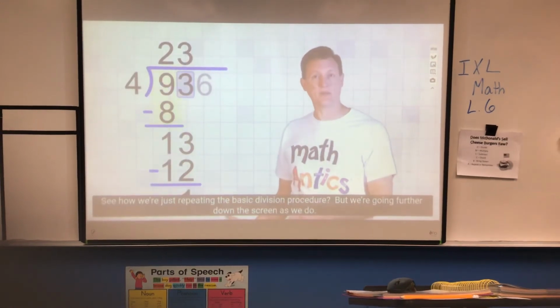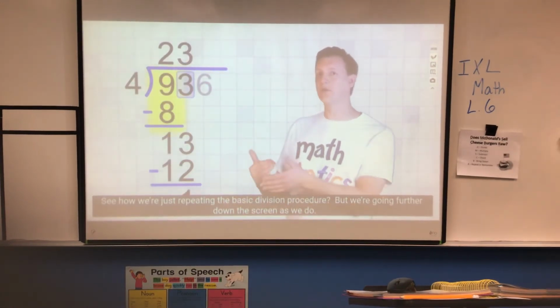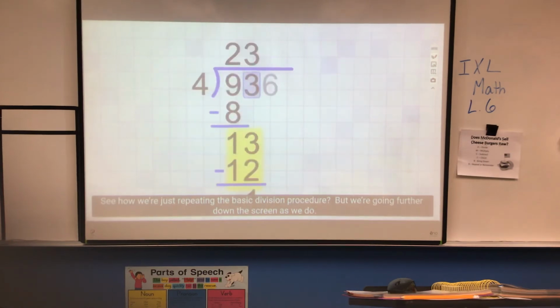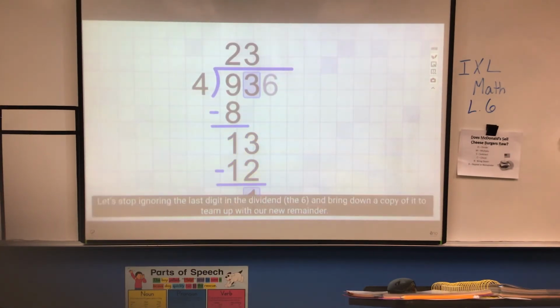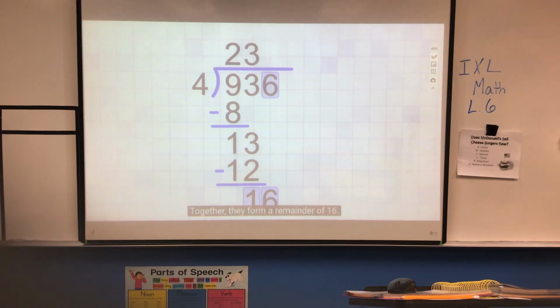See how we're just repeating the basic division procedure, but we're going further down the screen than we did. All right, now that we have a new remainder, it's time for our next division step. Let's stop ignoring the last digit in the dividend, the 6, and bring down a copy of it to team up with our new remainder. Together, they form a remainder of 16.